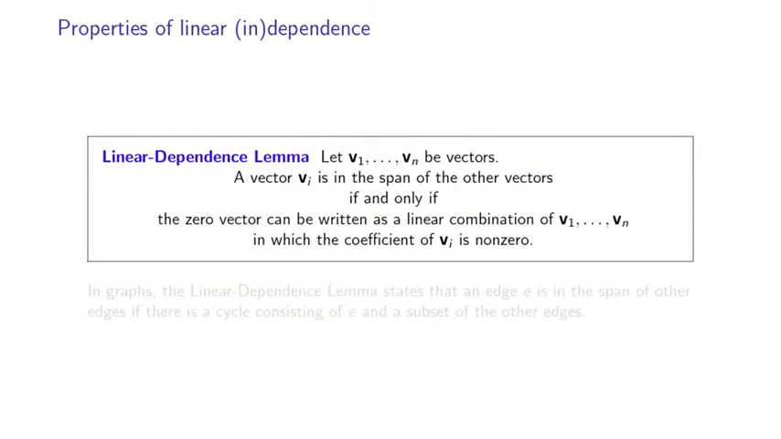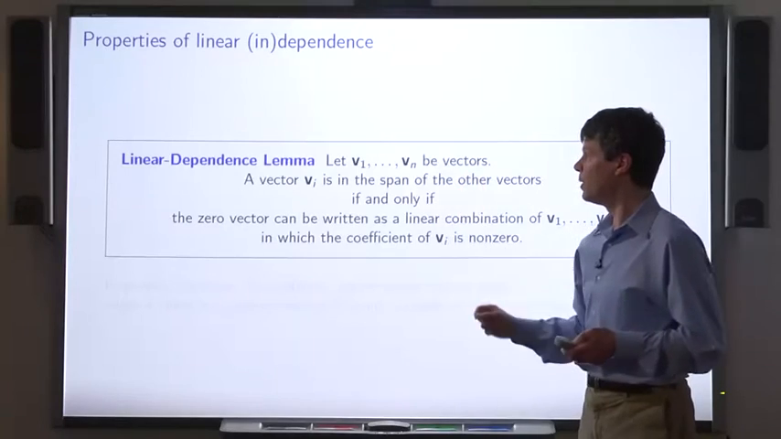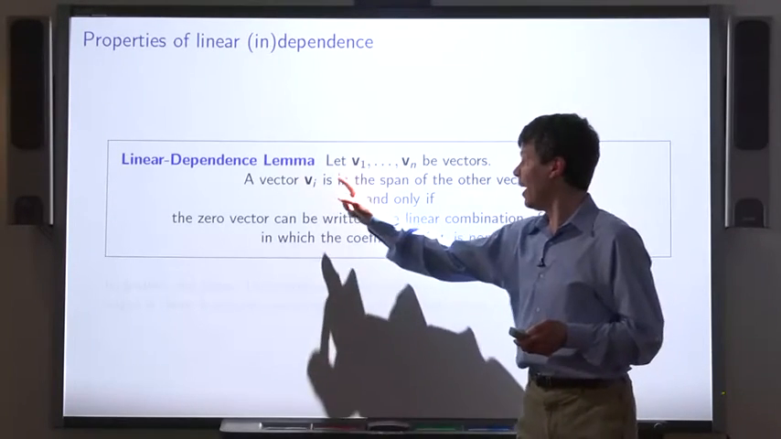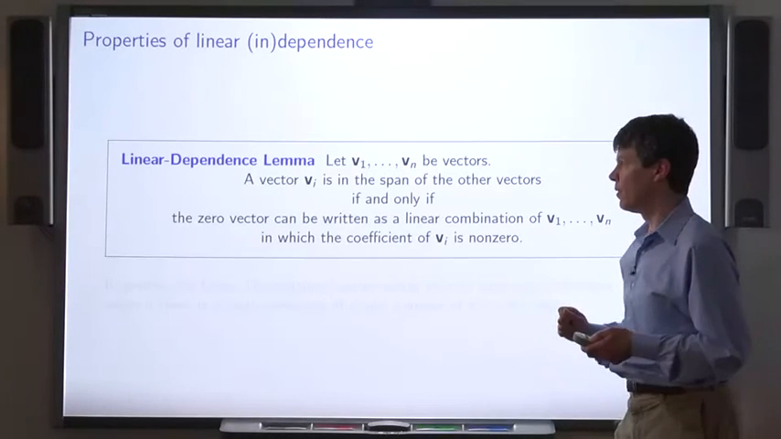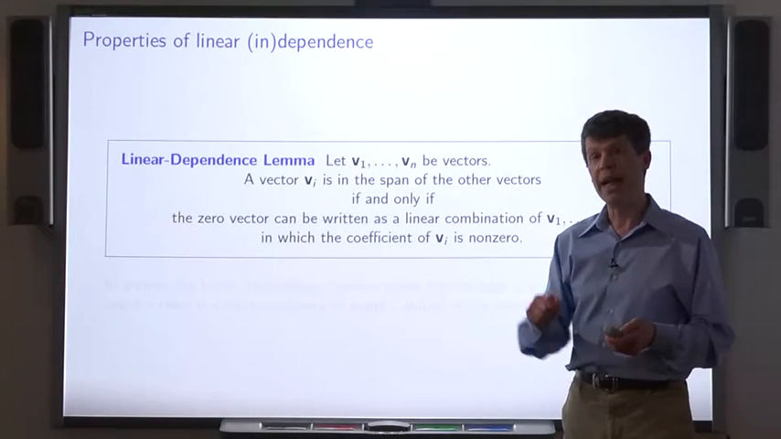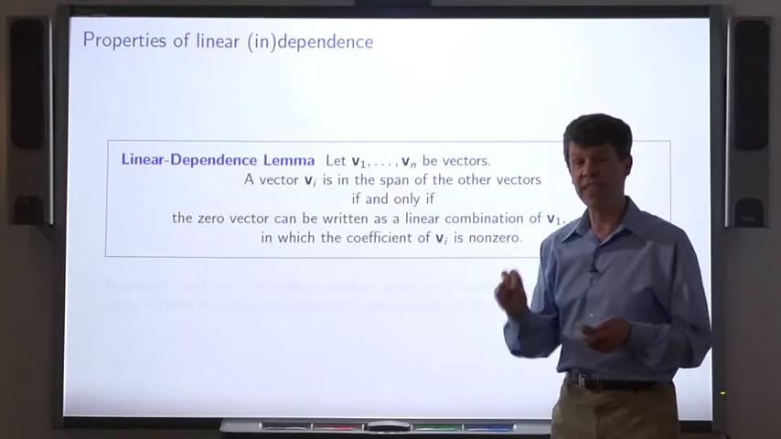Here's another lemma that's going to be useful in reasoning about linear dependence. Let v1 through vn be vectors. One of these vectors, vi, is in the span of the other vectors if and only if the 0 vector can be written as a linear combination of all these vectors where the coefficient of vi is non-zero.